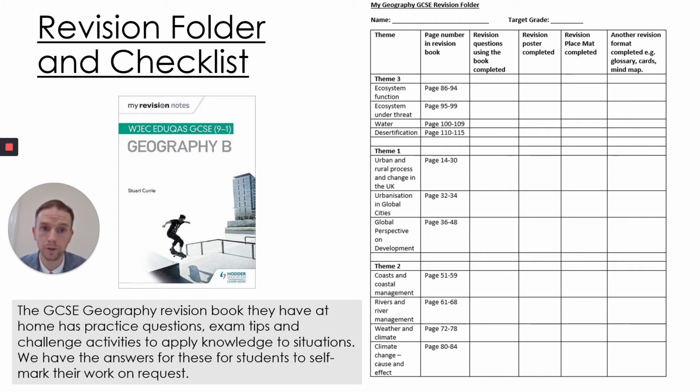And obviously the first thing we want students to look at is using the revision guide questions. We want them to use these because they are really focused on each one of those topics. The other thing we'd like them to do for each topic is complete a revision poster and finally complete a revision placemat, which I'll talk to you about shortly. We also want them to complete a 4th revision format. So in effect, we want them to do 4 different types of revision for each one of those topics.